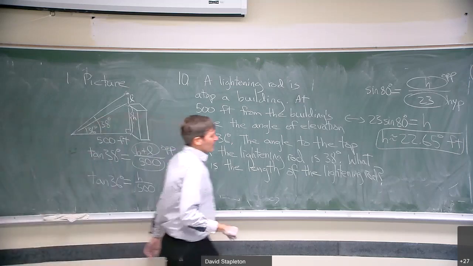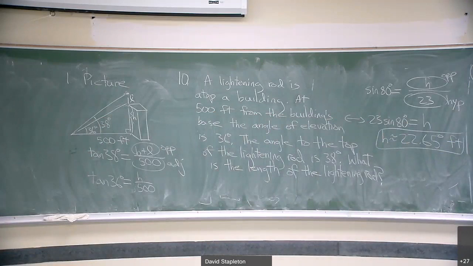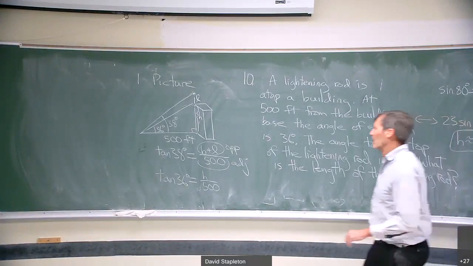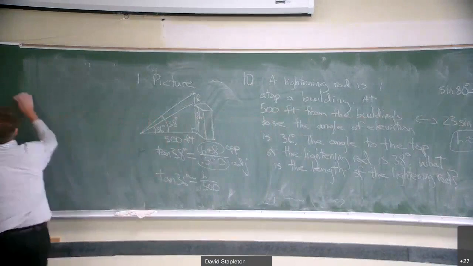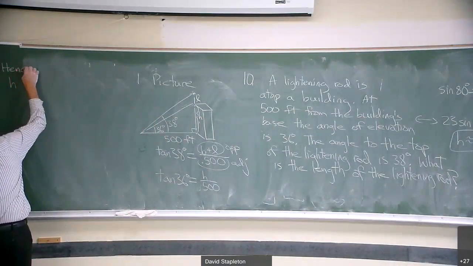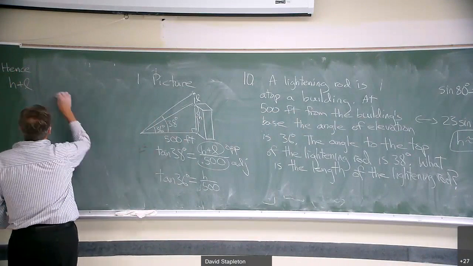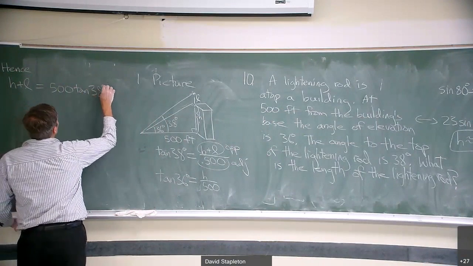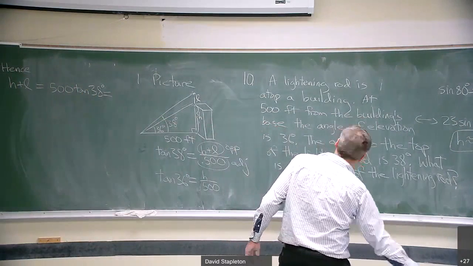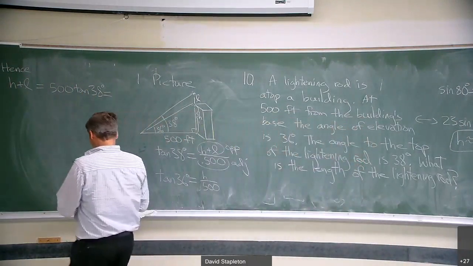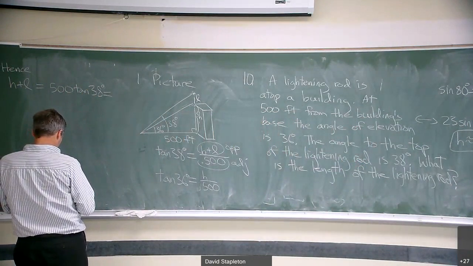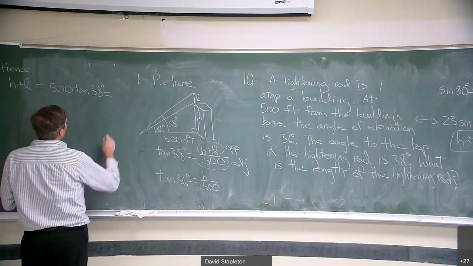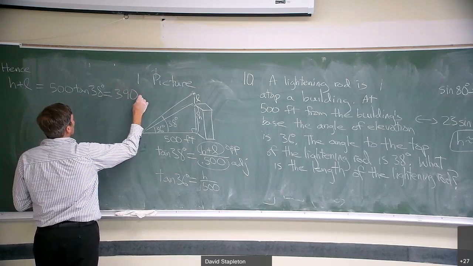So I better move this camera on. From the first one, I'll say h plus L, by multiplying both sides by 500, is 500 tangent 38. And that comes out to be 390.6 feet.